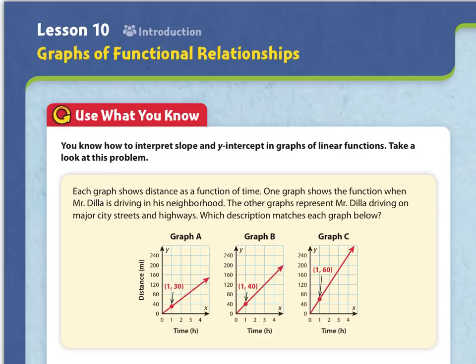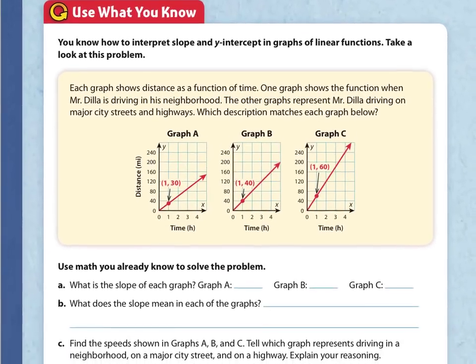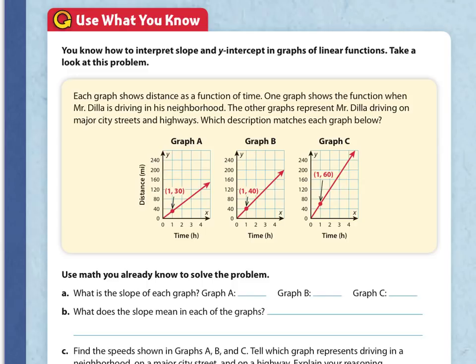Okay, so we're going to start by answering the first question, which says, what is the slope of each graph? To find the slope of this graph, yes, we're able to do it by using the slope formula, but in this case, since we're going to start at the origin, the best thing to do is just use rise over run. So for the first one, you're going up 30, and then you're going to the right 1. So your slope is going to be 30 for graph A.